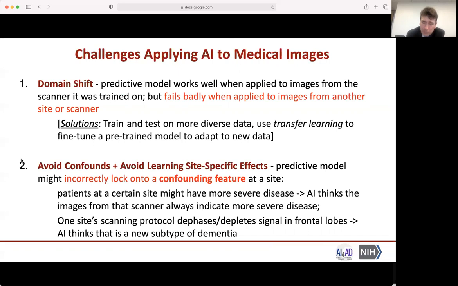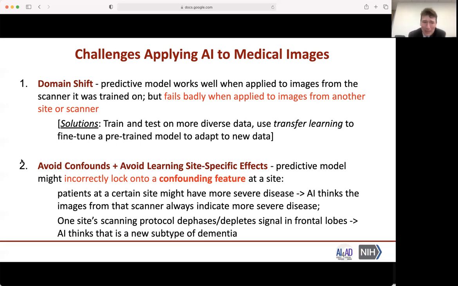An even more difficult problem is to avoid confounds and to avoid learning site-specific effects. So I'll give you an example of this. If you train a deep learning model to make a prediction, it can lock onto a confounding feature at a site. So let's say patients at a certain site have a more severe disease, more atrophy. The AI method may think that all the images from that scanner indicate more severe disease.